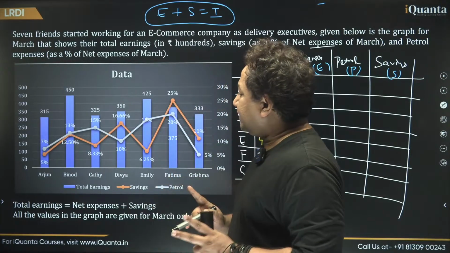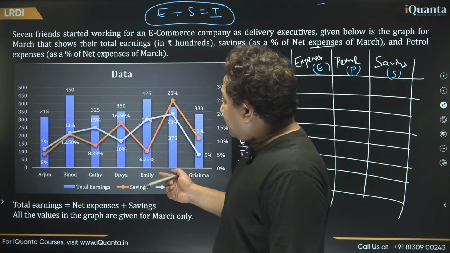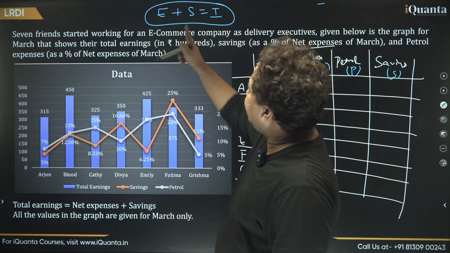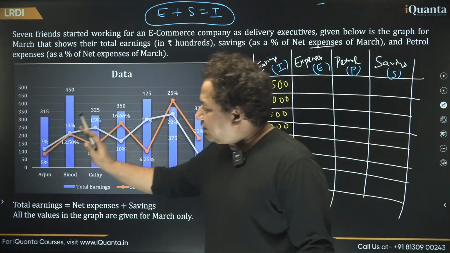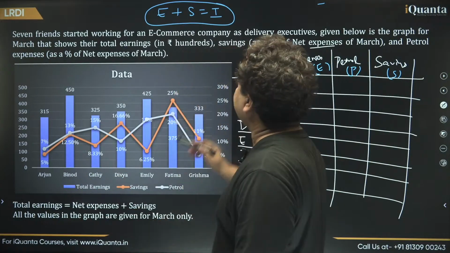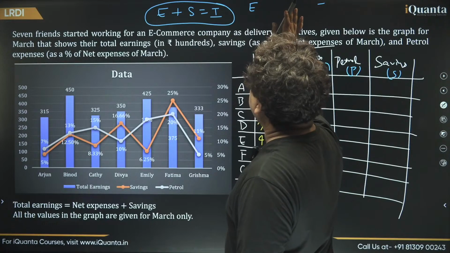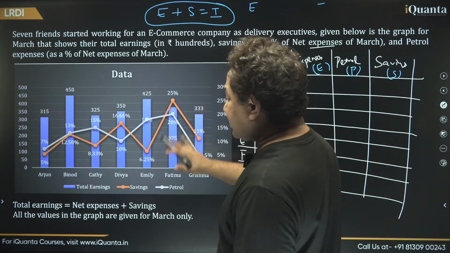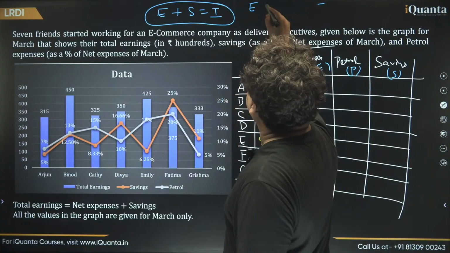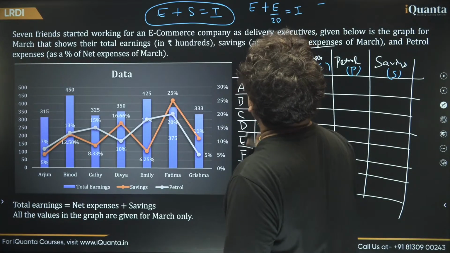1 by 20. So this means Arjun saves 5% of his expenditure, and spends petrol at 7% of the expenditure. That means E plus E by 20 should be equal to I. This is for Arjun. Is that right?